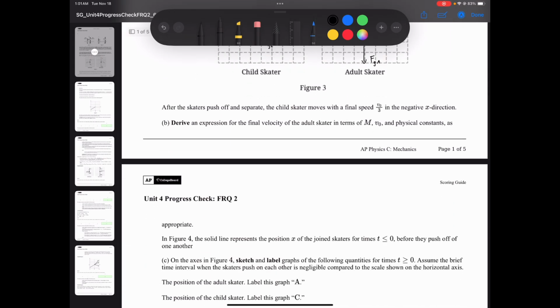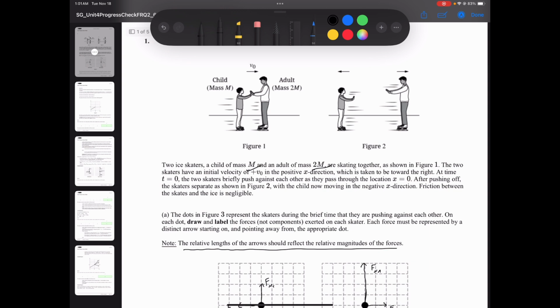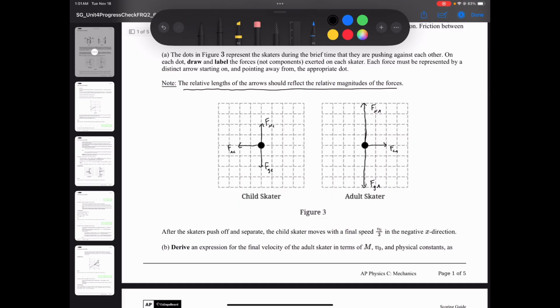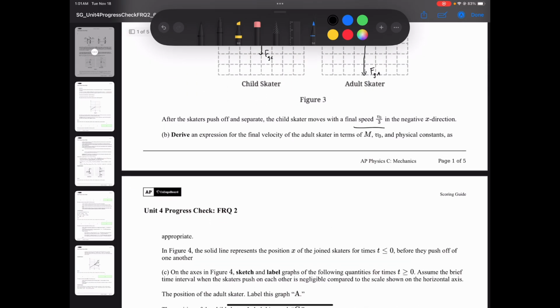All right, so now we have to derive a final velocity for the adult skater in terms of m, v naught, and physical constants. Well, let's see. What does it say here? Okay. The two skaters have initial velocity, because we need to know one other piece of information. All right, after the skaters push off, the child moves at a final speed of v naught over 3 in the negative x direction. All right, so now we can derive our expression.